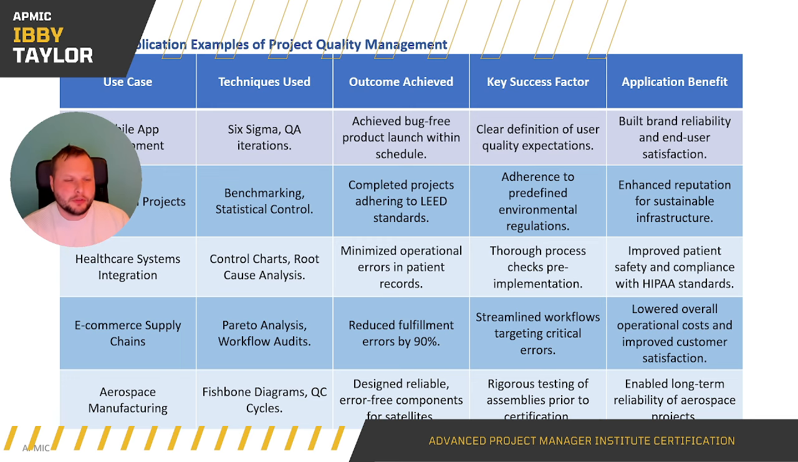So you've got some application examples of quality management. So you've got some use cases of mobile app development, construction projects, healthcare systems, e-commerce supply chains, and aerospace manufacturing. Take a look at the techniques used, the outcome achieved, the success factor that was achieved, and obviously the application benefit. What did that mean in the real world to that customer? That should give you an idea of why we do these things, why we need to make sure that quality standards are upheld, met, and always looked to be improved on. So have a good look at those.